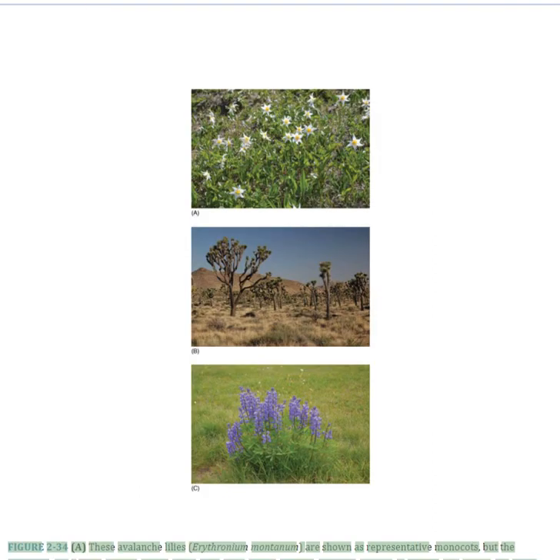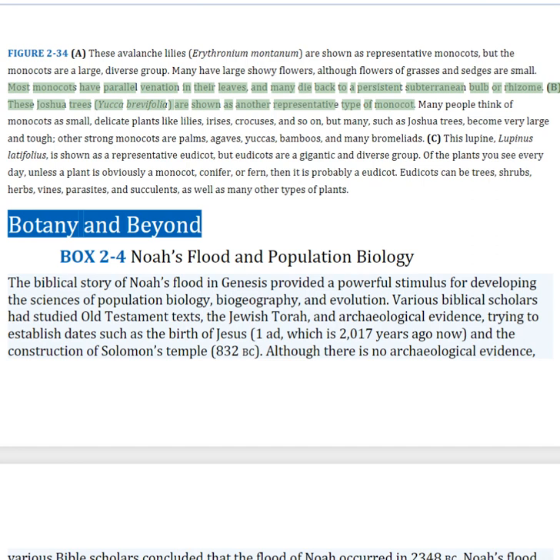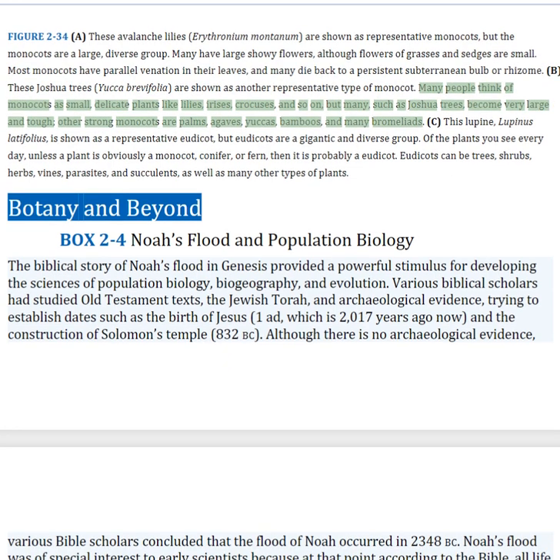Figure 234. These avalanche lilies are shown as representative monocots, but the monocots are a large, diverse group. Many have large showy flowers, although flowers of grasses and sedges are small. Most monocots have parallel venation in their leaves, and many die back to a persistent subterranean bulb or rhizome. These Joshua trees are shown as another representative type of monocot. Many people think of monocots as small, delicate plants like lilies, irises, crocuses, and so on, but many, such as Joshua trees, become very large and tough. Other strong monocots are palms, agaves, yuccas, bamboos, and many bromeliads.